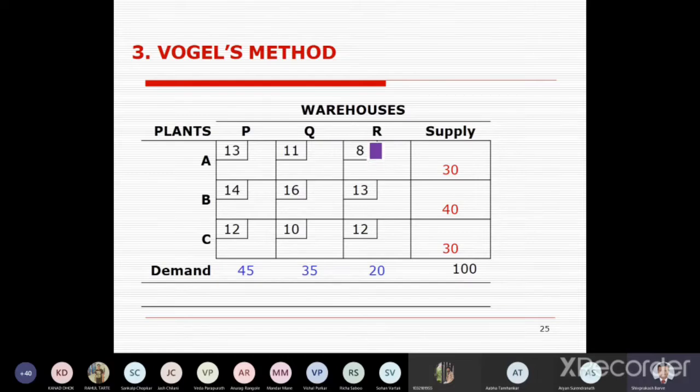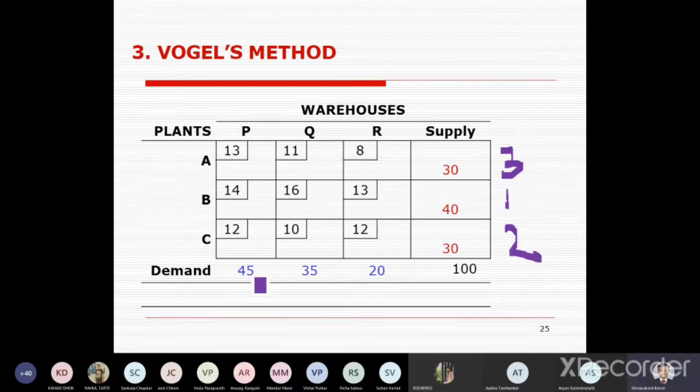Which is the second minimum cost? The second minimum cost is 11. Find the difference between these two. This difference is called the penalty, and it is 11 minus 8 equal to 3. So mark the penalty 3 here initially. Then for row number 2, the minimum cost is 13 and the second minimum is 14. The difference between these two is 1. Then for 10 and 12, the difference is 2.